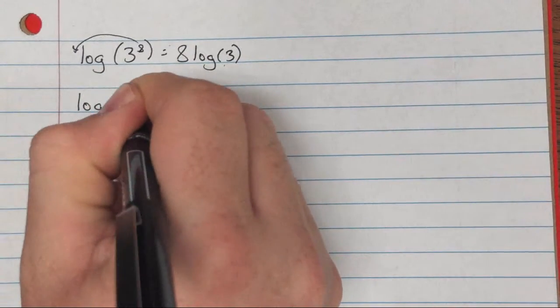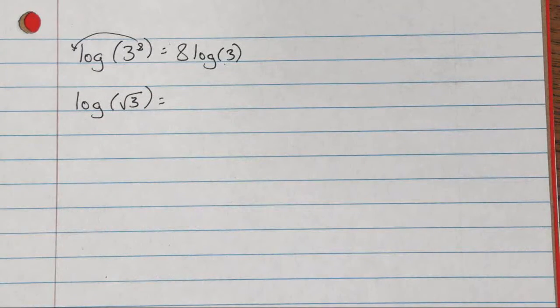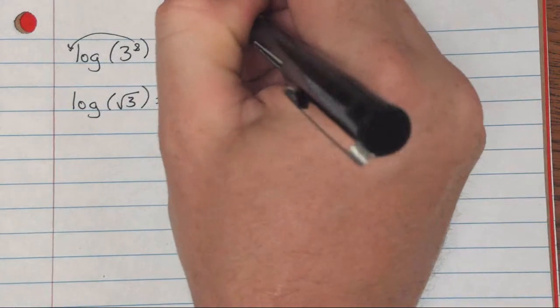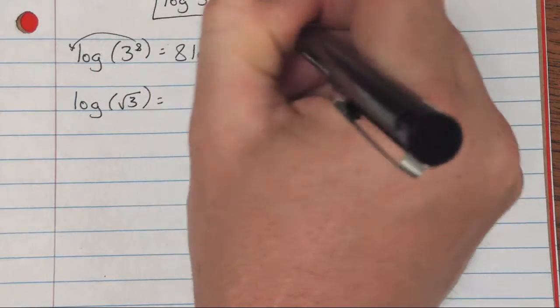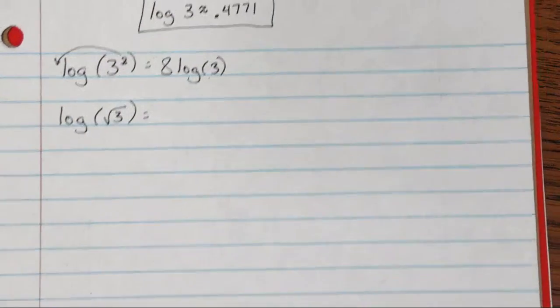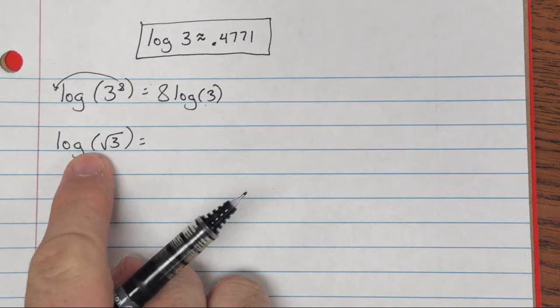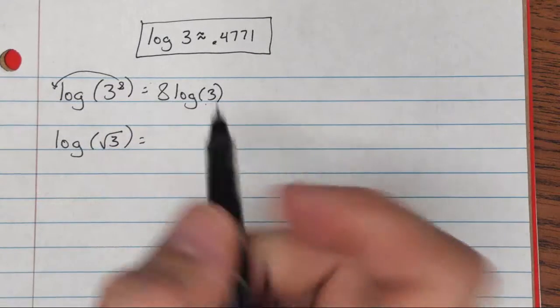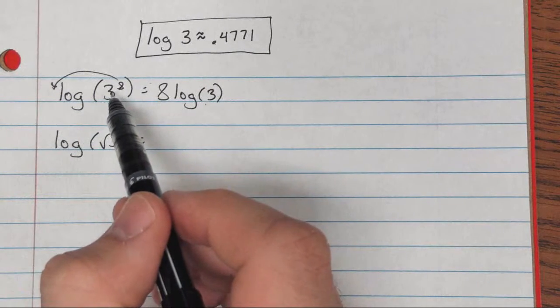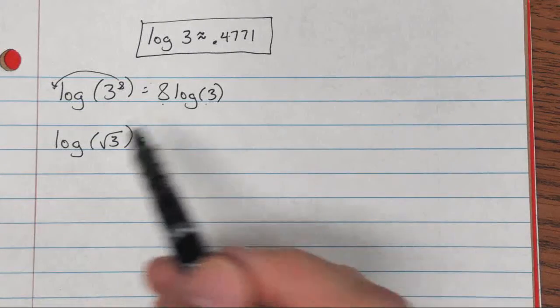A little bit of a review here, log of root 3. If I tell you, again, that the log of 3 is about 0.4771, and all you have is a basic calculator, but I tell you that this is true, then how can you find the log of the square root of 3? By using these rules of exponents. How could I find log of 3 to the 8th power? By doing 8 times that. How do I find the log of the square root of 3?